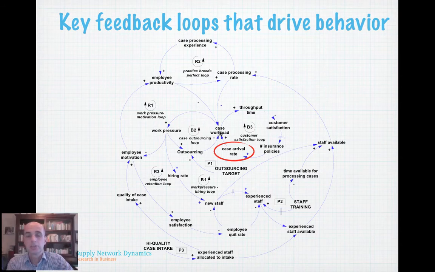Another thing that you're not so happy with is higher workload leading to more work pressure. Work pressure leads to lower employee motivation, leading to more employees quitting, therefore leading to less experienced staff. As a result of this, less staff available, and therefore even more workload. This is the rework cycle, or not so much rework cycle, but the employees quitting cycle. What else do we have?